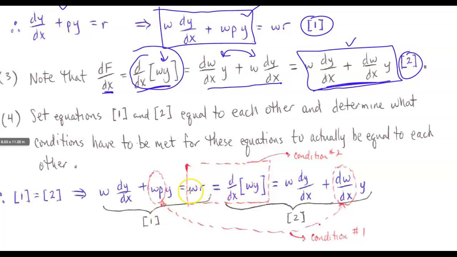And notice here that w times r, and both of these are functions, would have to be equal to the derivative of the product of w and y. And we also see from these two that, of course, this first term is the same, but the second term is different, in that the derivative of w with respect to x has to be equal to w times p. Now, to see this a little bit more clear, I'm going to show this in a different view so that you can see how all this is related to each other.